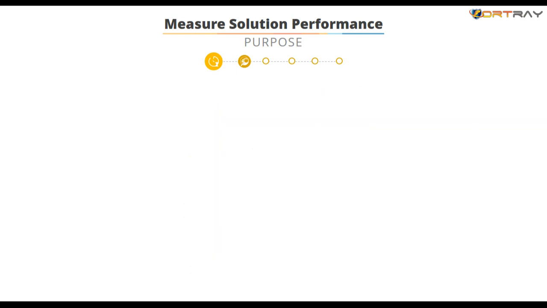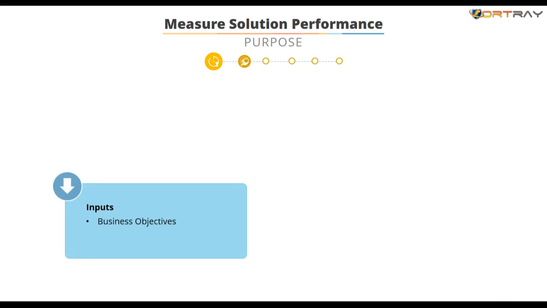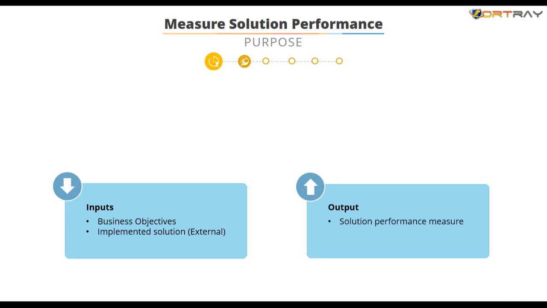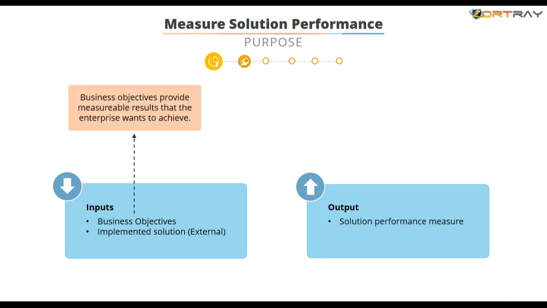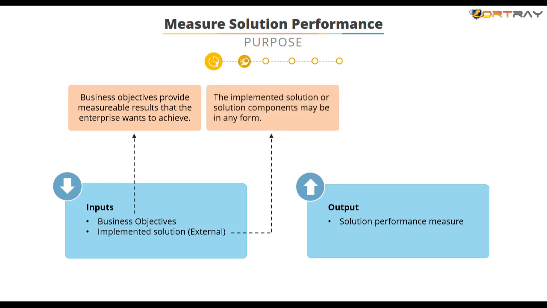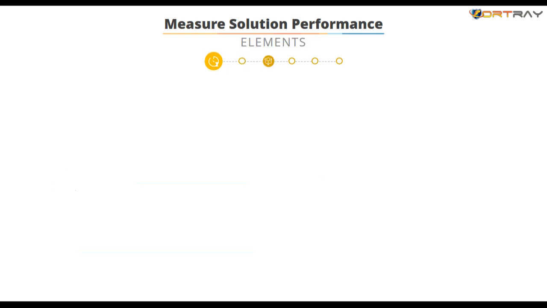As we discussed earlier in the lesson, business objectives and the implemented solution are inputs to this task, and outputs are solution performance measures. Business objectives provide measurable results that the enterprise wants to achieve, and the implemented solution or solution components may be in any form. Next, let's discuss the different elements of the measure solution performance task.